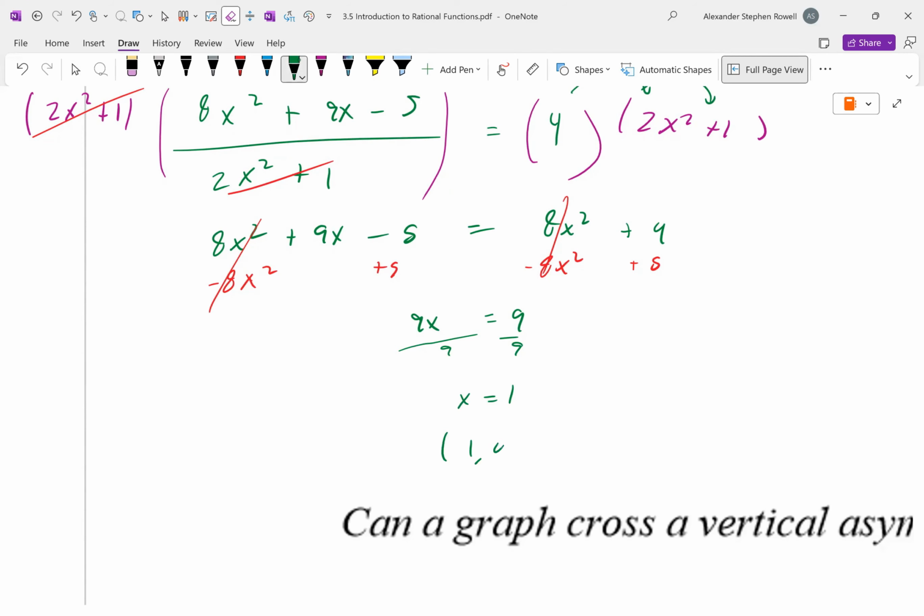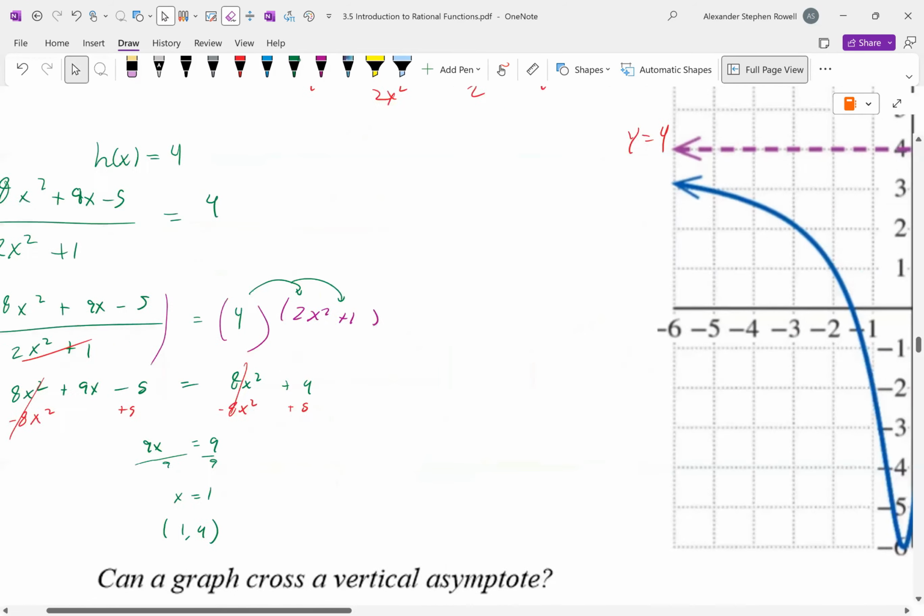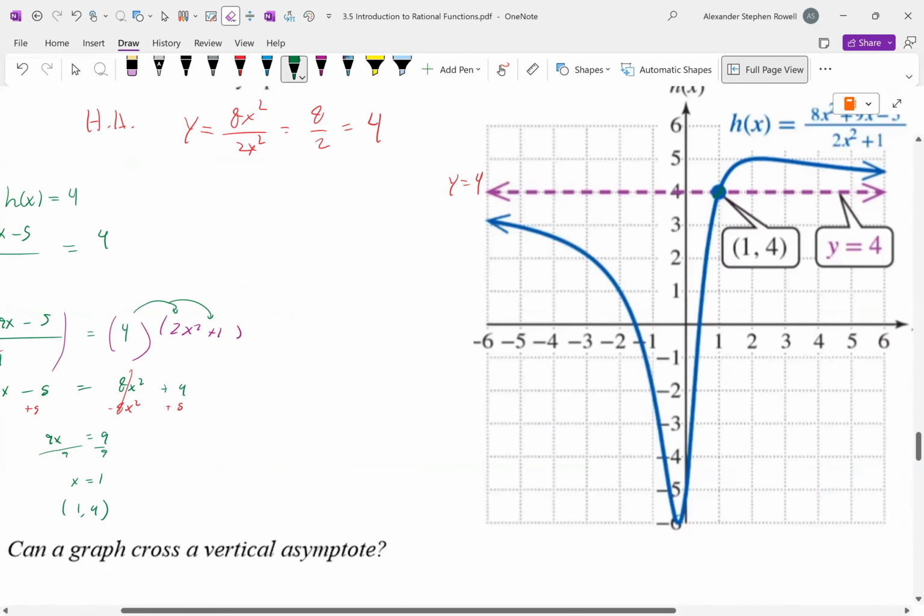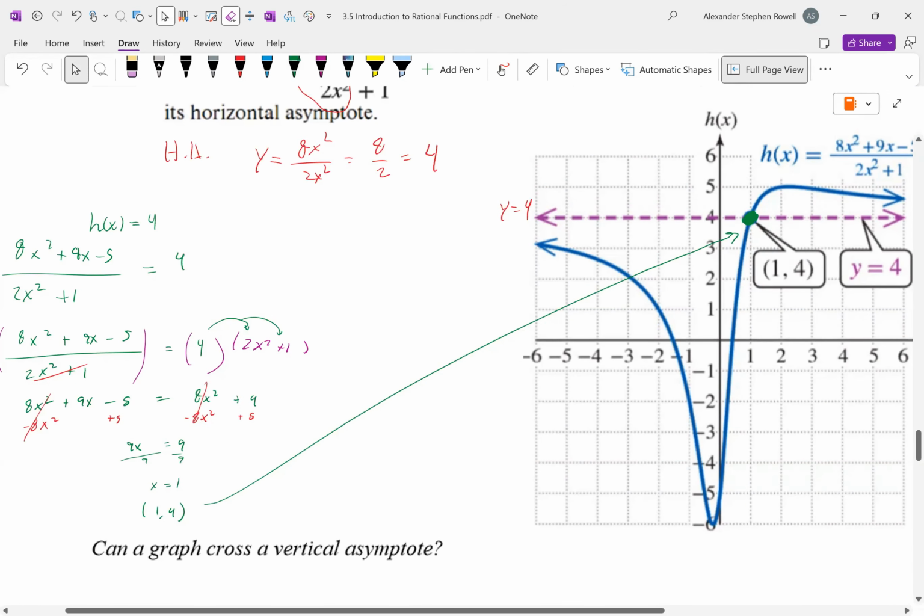We got the ordered pair (1, 4). And now we know that the graph crosses the horizontal asymptote at (1, 4). Any questions about that? So the graph crossed, but it has to eventually come back to the horizontal asymptote. So you saw it go above, and it has to come back down toward it and get closer and closer forever, but never quite getting there.